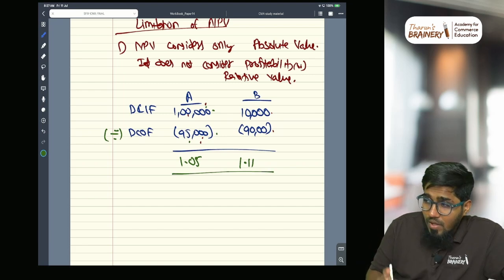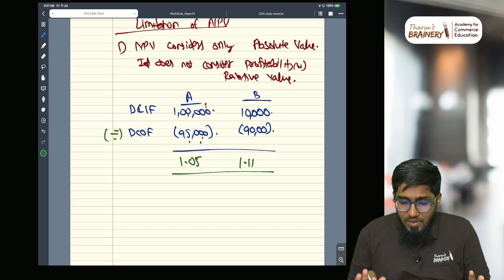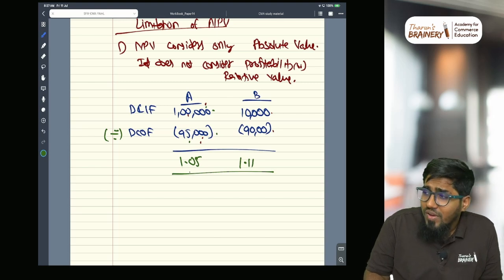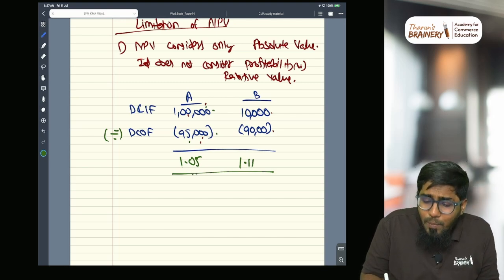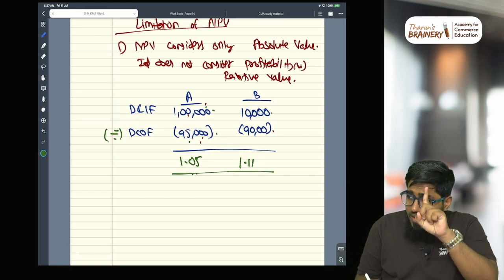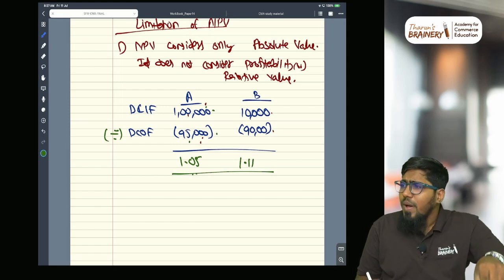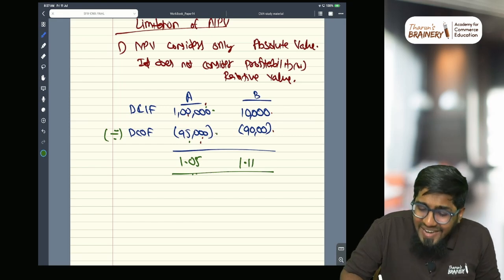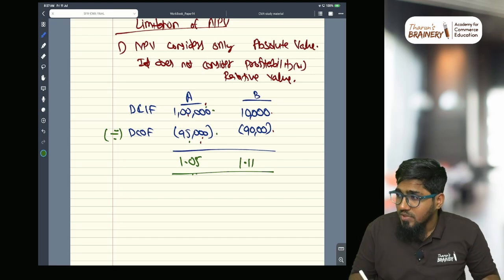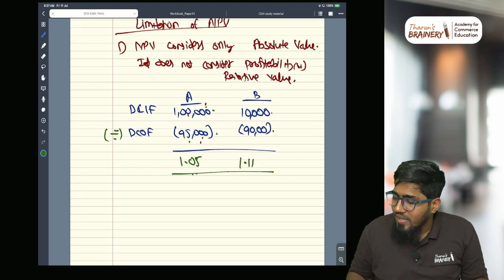Correct? Now understand the interpretation of this number. Here, for every 1 rupee of investment, I am generating 1.05 of discounted cash inflow. Sir, if I put in 1 rupee I get 1.05 rupees. So if I put in 95,000, how much will I get? 95,000 into 1.05, you will get 1 lakh rupees. Understanding? So 95,000 into 1.05, you will get this 1 lakh rupees.